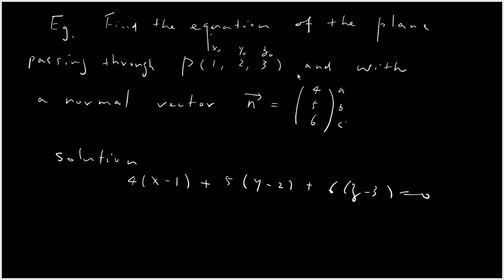If I want you to convert the equation to the standard form, you could do something like this. I just want to convince you it's indeed a linear equation of three unknowns. You multiply them out: you have 4x minus 4, and then plus 5y minus 10, and then plus 6z minus 18, equals 0.